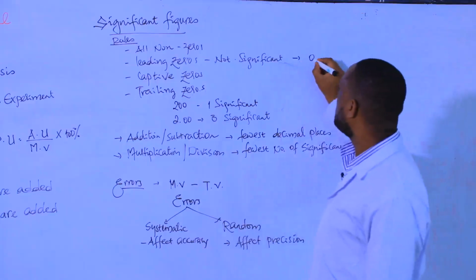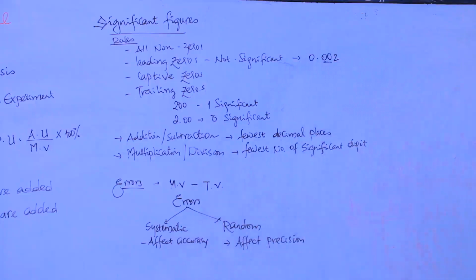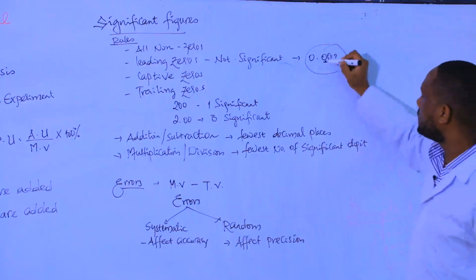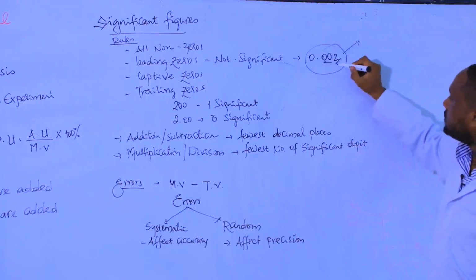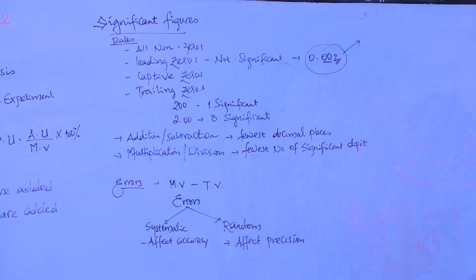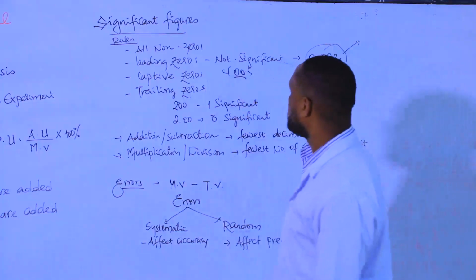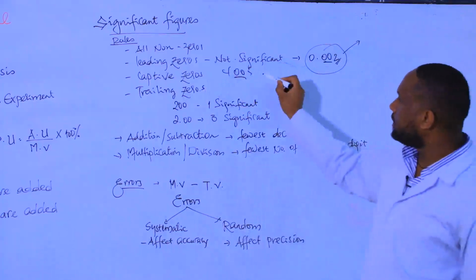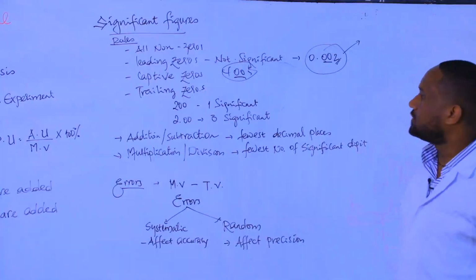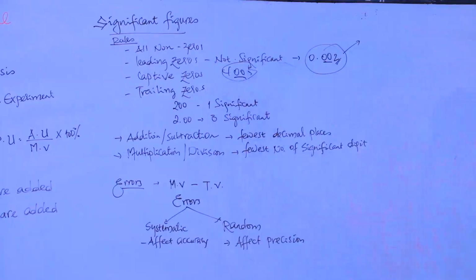For example, in this number 0.002, these two zeros are called leading zeros. So these are not considered as significant. So in this measured number, we have only one significant figure. Okay? Captive zeros are zeros which are found between two non-zero numbers. For example, 4005. These are called captive zeros. So captive zeros are considered as significant. Okay? So this number has 1, 2, 3, 4 significant numbers.